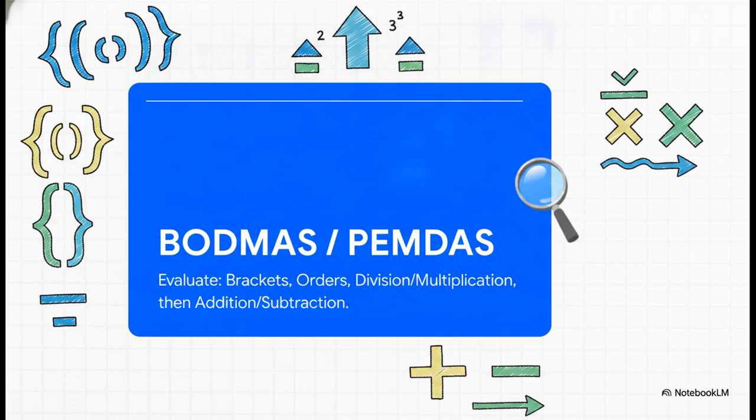So first, you attack the brackets, or parentheses. Second, you deal with orders, meaning your exponents or powers. Third, you execute division and multiplication. And hey, quick but critical tip here, you always evaluate these from left to right. Finally, you handle addition and subtraction, and again, strictly from left to right. Listen, if you just stick to this blueprint, you literally cannot fail.